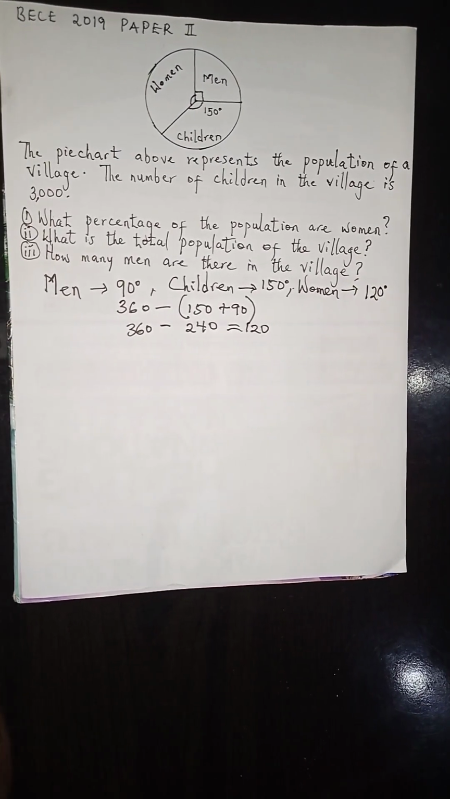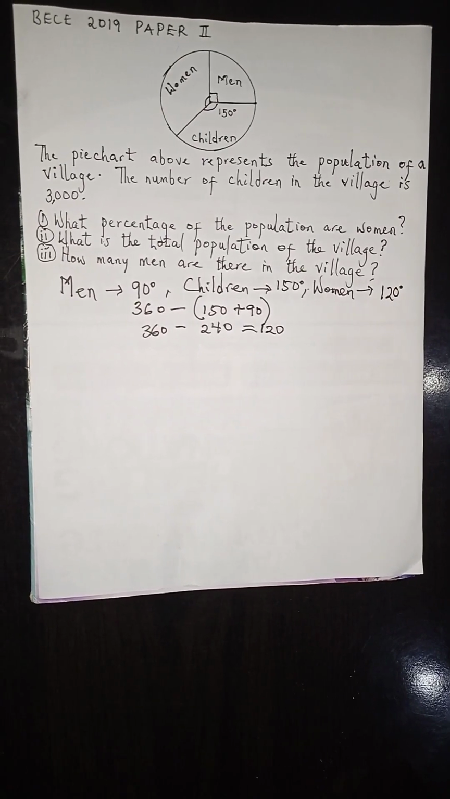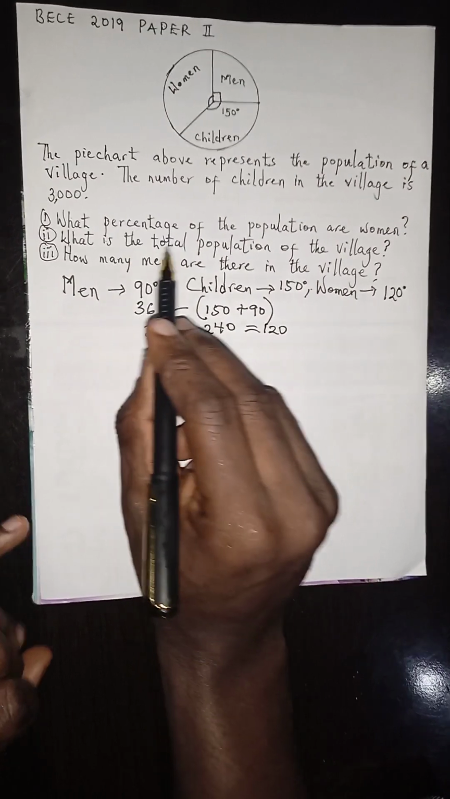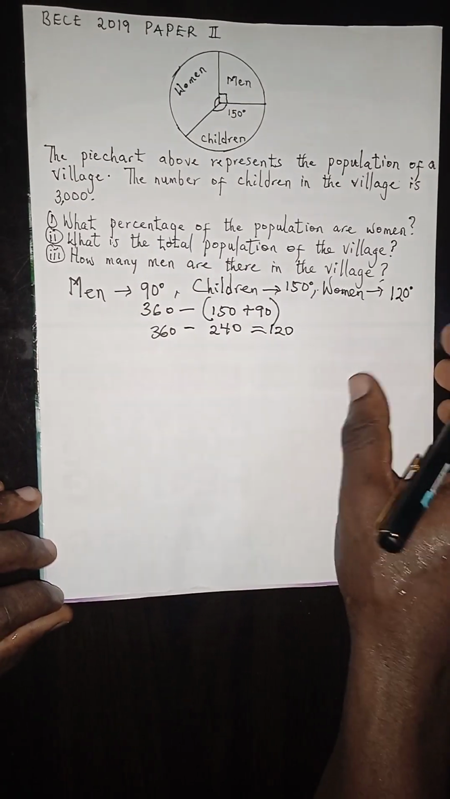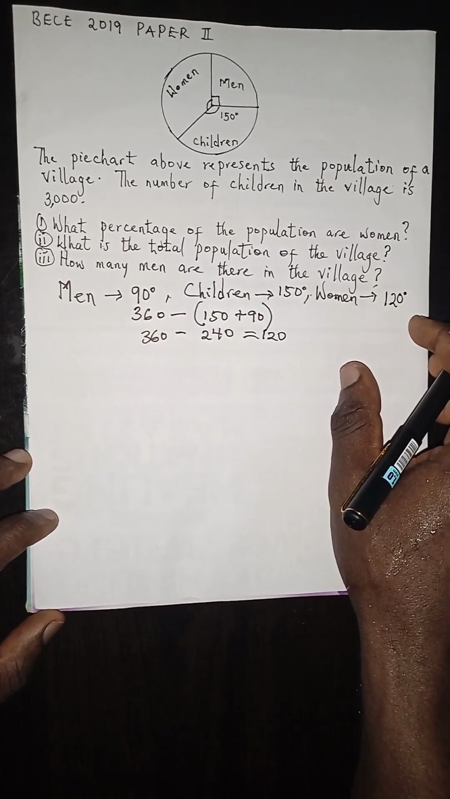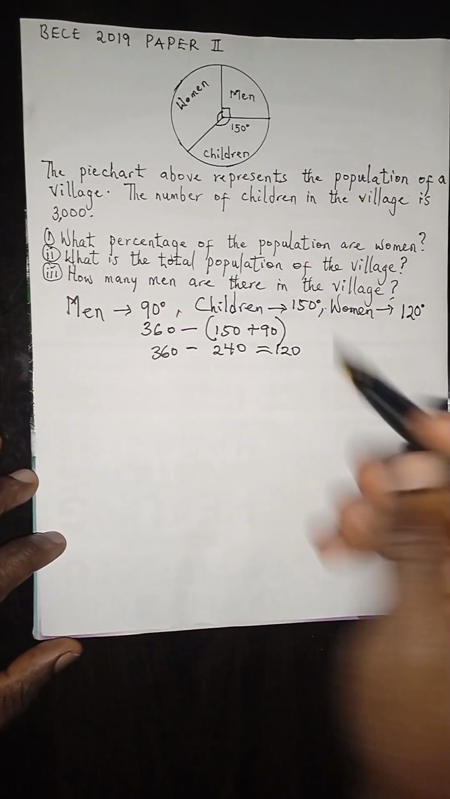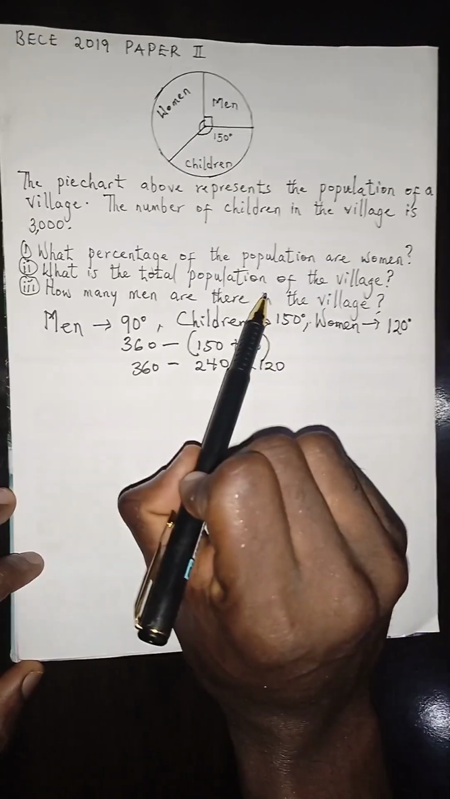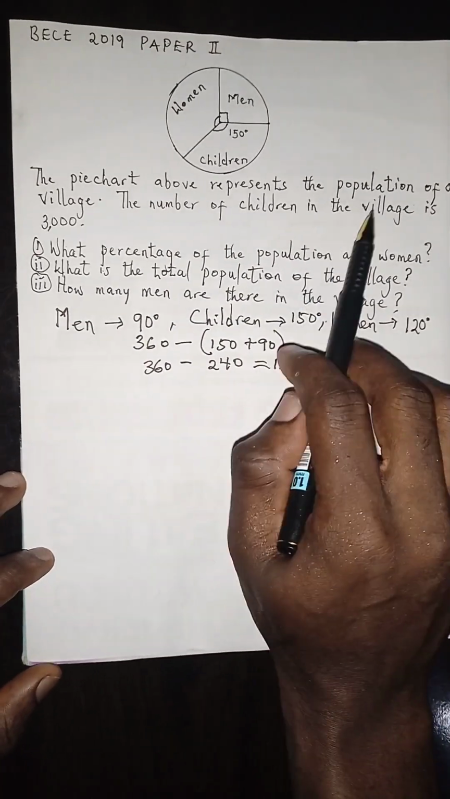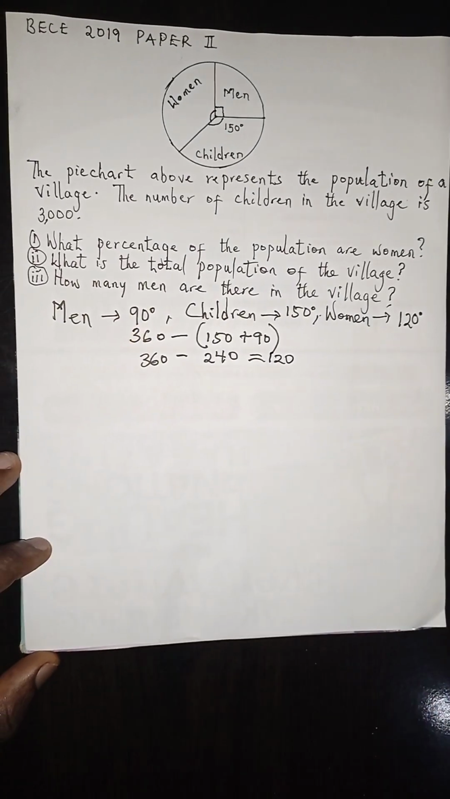Good. So since we've gotten that, the next step we need to take is this. You say, what percentage of the population are women? Now, for us to get the percentage population that are women, I'm going to try to find out the total population of the village first, because we're given the number of children in the village as 3,000.